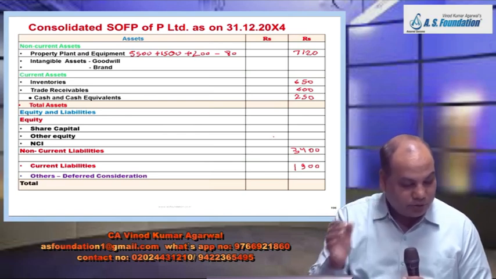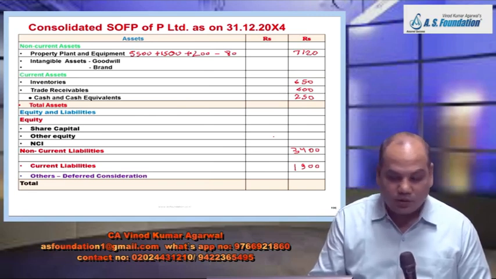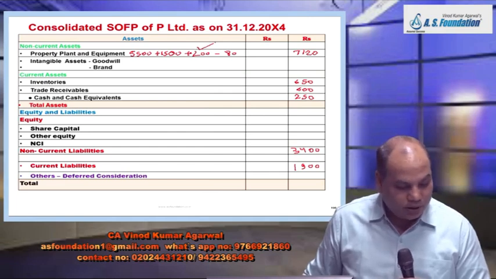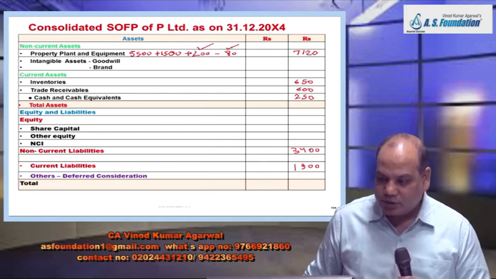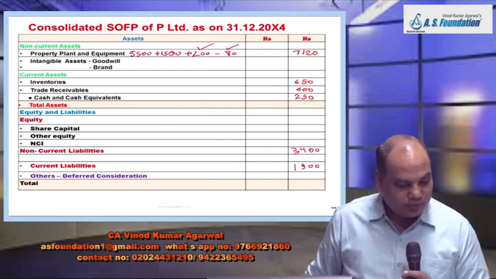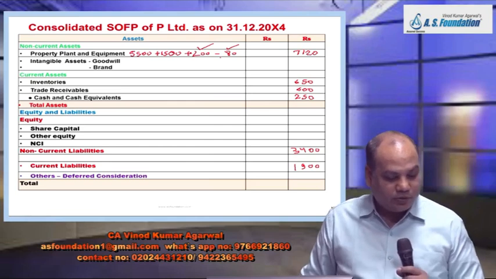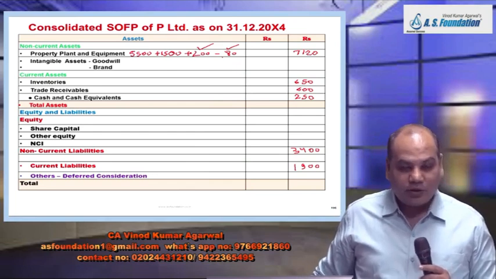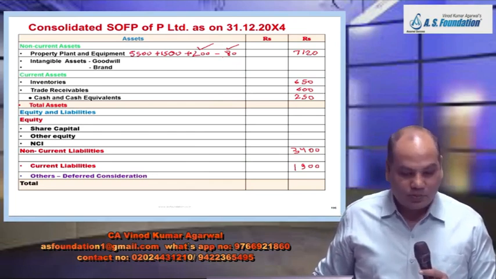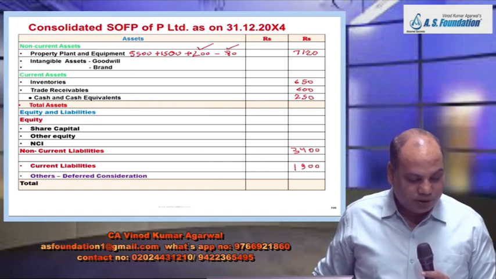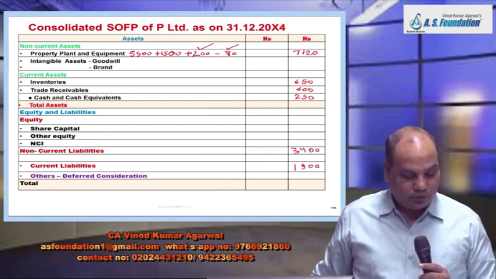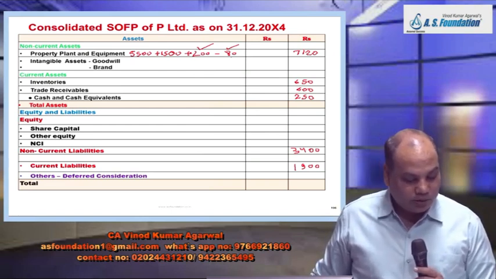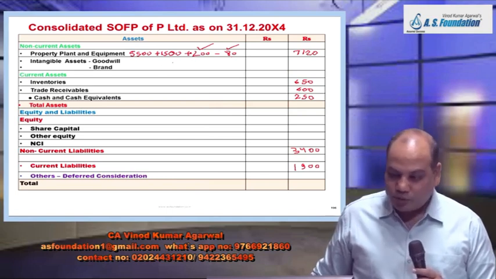Adjustment number 1. At the acquisition date, the fair value of S Limited plant had exceeded by 200. That we have done on the screen here. And the plant had a remaining useful life of 5 years. Done. Second effect also given. For many years, S had been selling some of its product under the brand name of M Limited. At the date of acquisition, the directors of P Limited valued this brand at rupees 2,50,000 with a remaining life of 10 years. The brand is not included in S Limited SOFP.